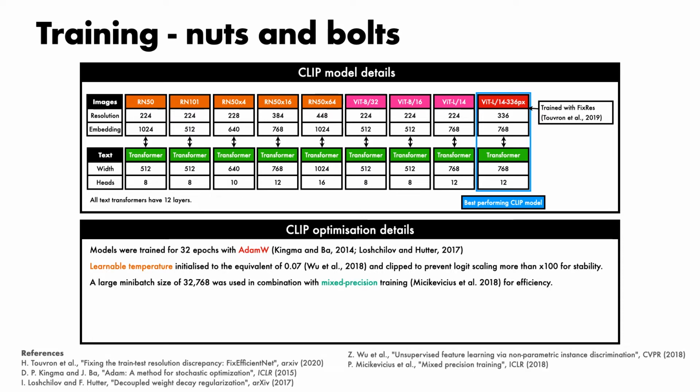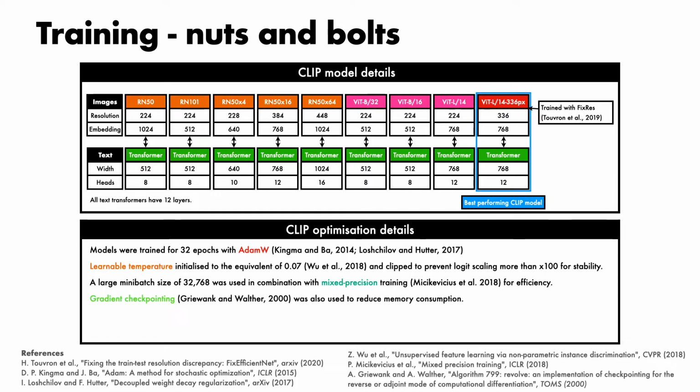A large mini-batch size of 32,768 pairs of images and text was used together with mixed precision for computational efficiency. Gradient checkpointing was further used to help reduce overall memory consumption. With the above setup, the authors trained their largest ResNet, the ResNet 50x64 variant, in 18 days on 592 V100 GPUs. To train their largest vision transformer, it took 12 days on 256 V100 GPUs.